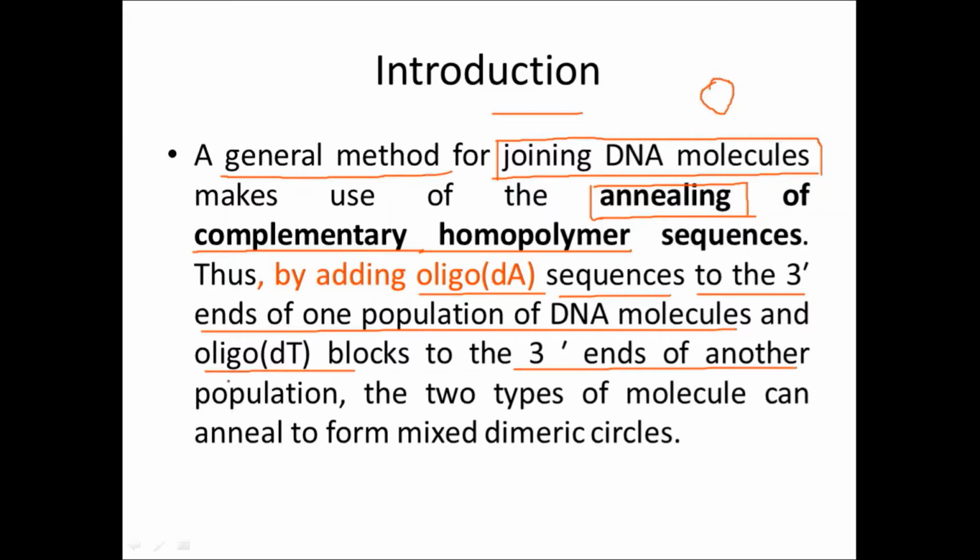An oligonucleotide sequence is added to the 3' end of one population of DNA molecules, meaning the gene of interest, and oligonucleotide thymines are added to the end of another population. One population is the gene of interest, and the other population is the vector. So please keep in mind that this technique is used only for joining DNA. Finally, the two types of DNA molecules, the gene of interest and the vector, can anneal to each other to form a mixed dimer.